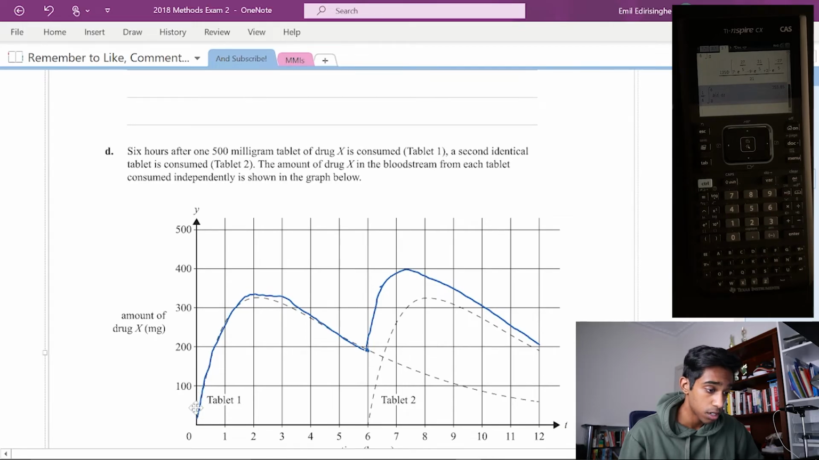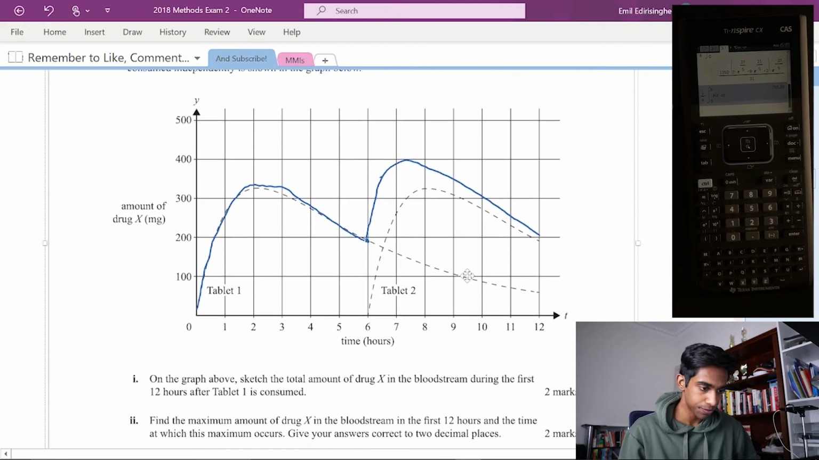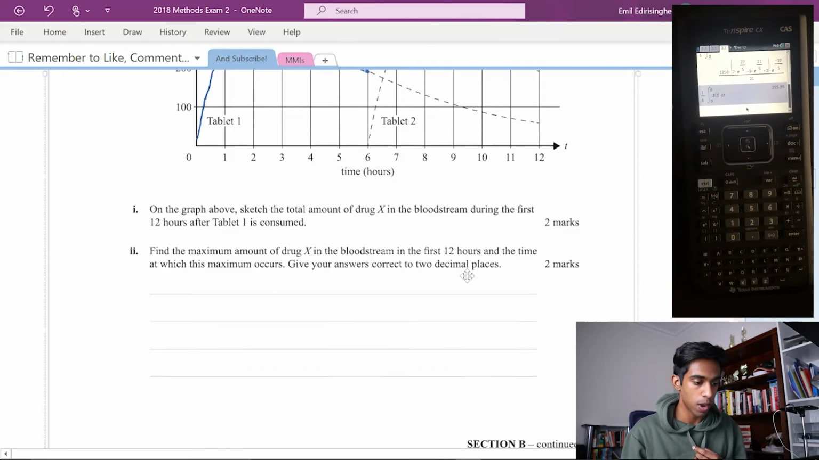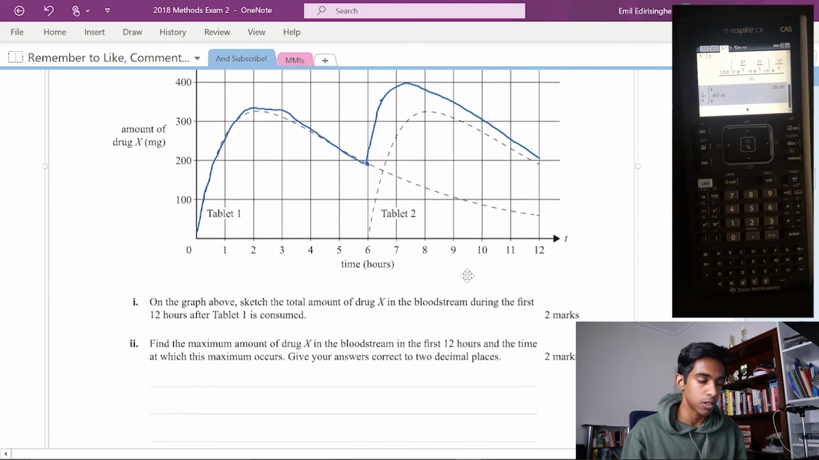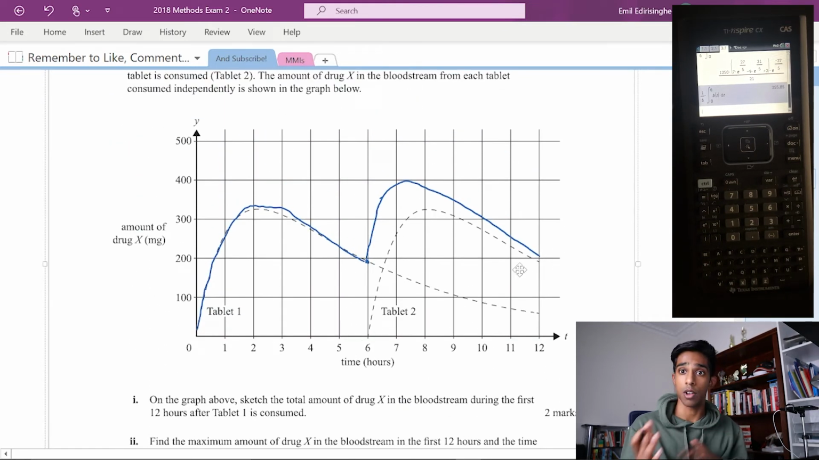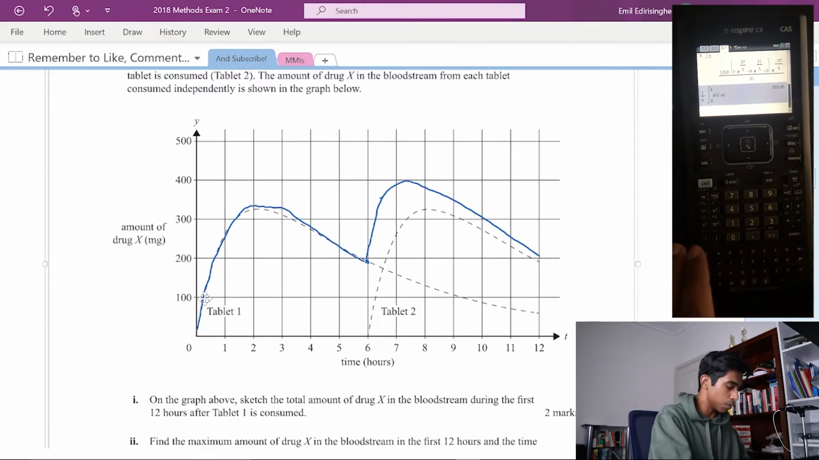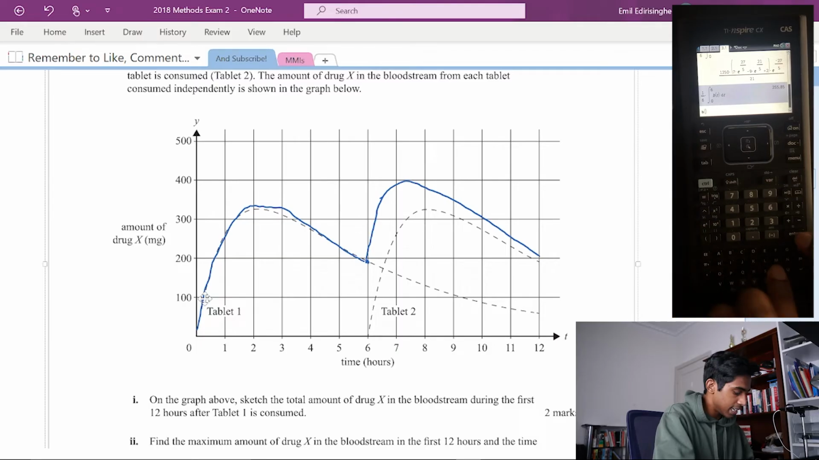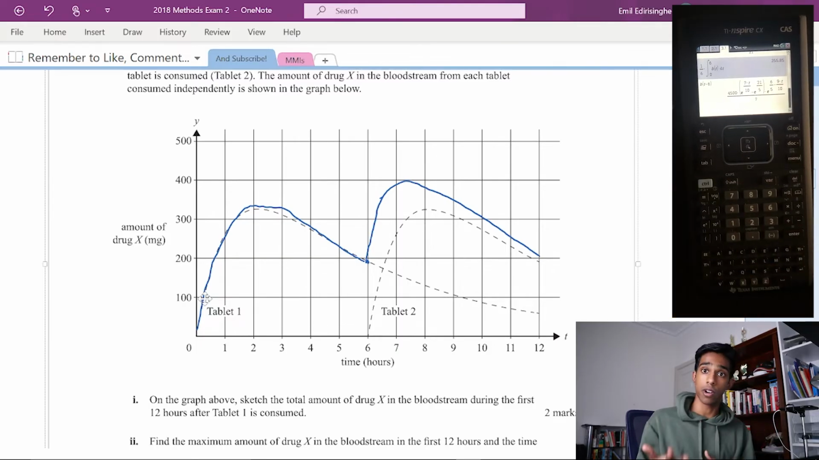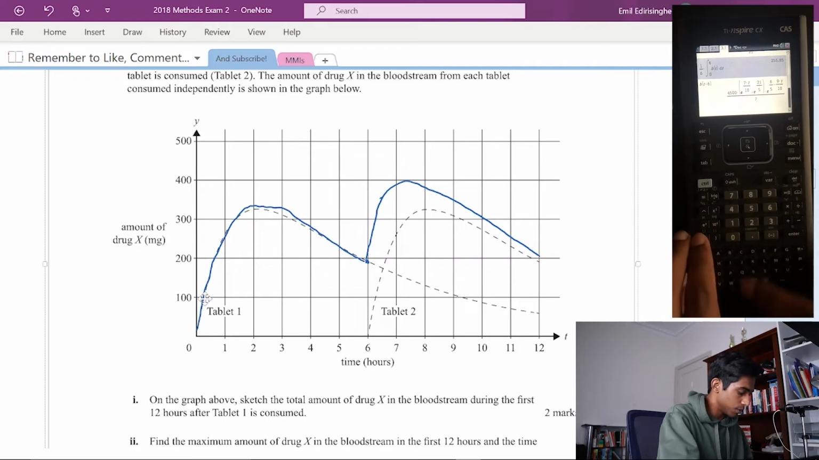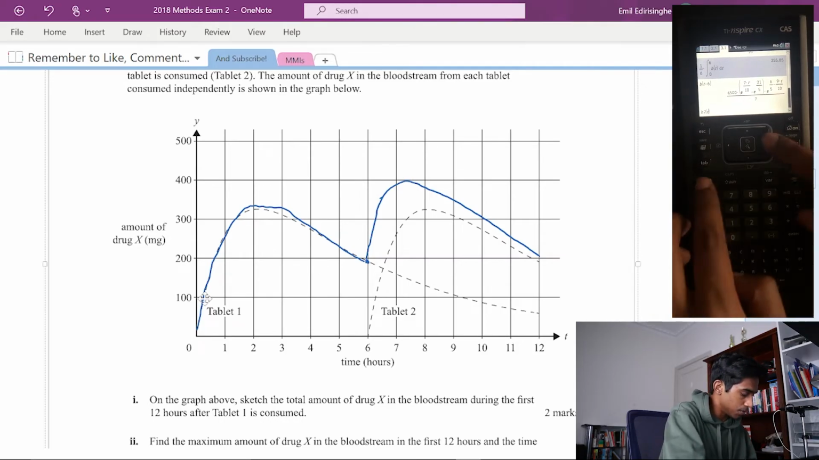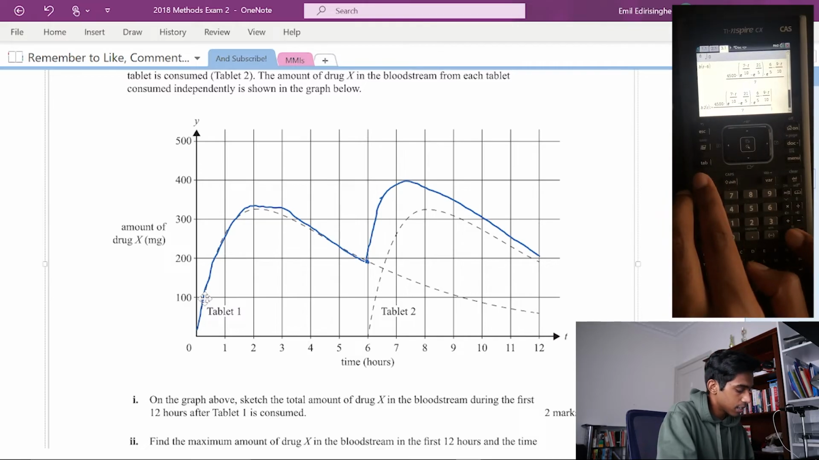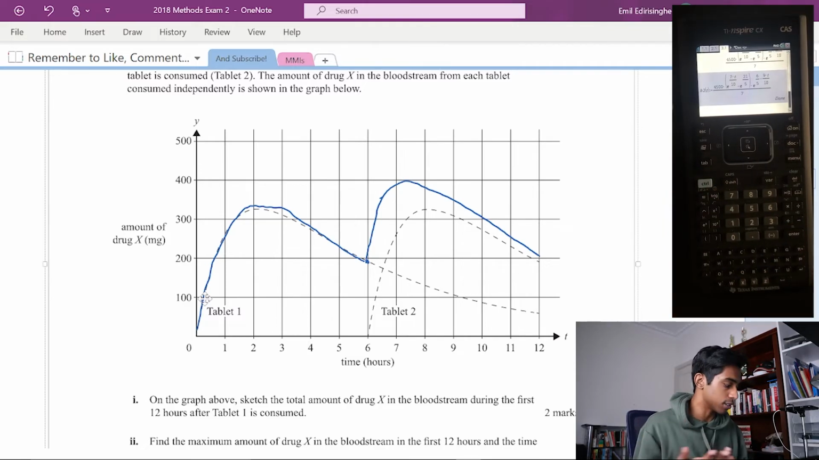So what this is going to be is this function plus this function somewhere in this area here. So the way we achieve this question is we have to look at what this function is actually moved across by. So tablet 2 is really just tablet 1 moved across by 6 hours. So if you think about what that function would look like, it would probably be b of t minus 6, which would move it across by 6 hours. So what we'll do is define this function as b2 of t equals that. And that is going to be the function for tablet 2.